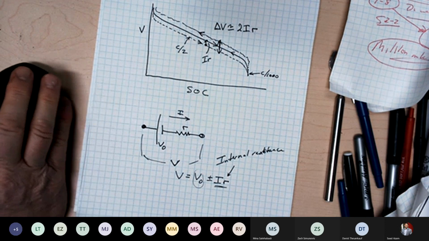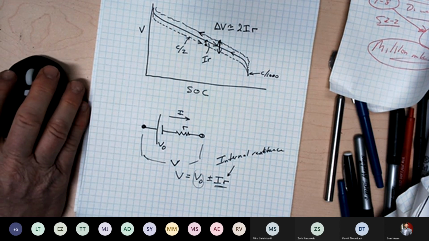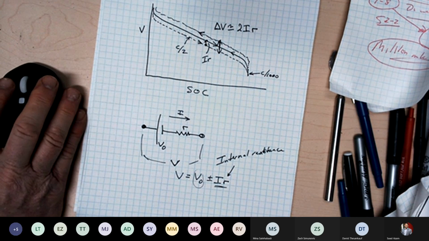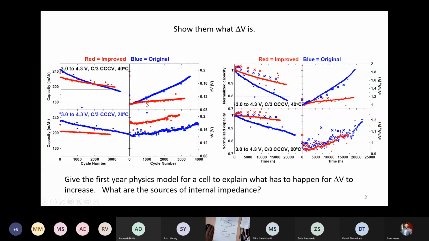And when you look at these curves, which will go back now to the PowerPoint, you'll see this delta V is increasing with cycle number dramatically for the blue and not so much for the red. This is 3,000 cycles, which at C/3 is 2 years of testing. And this means the internal resistance of the cell is increasing, whatever its origin, okay?